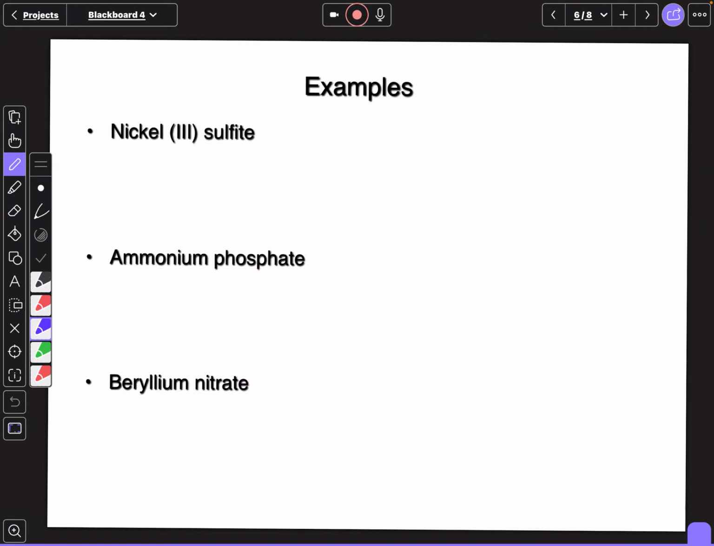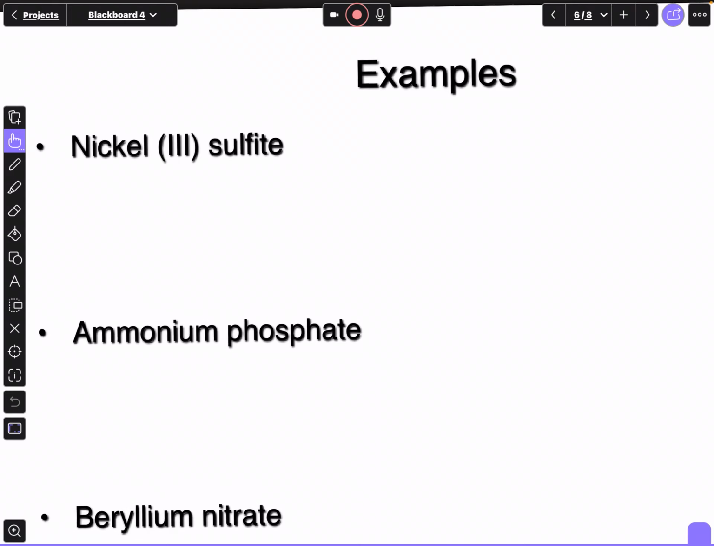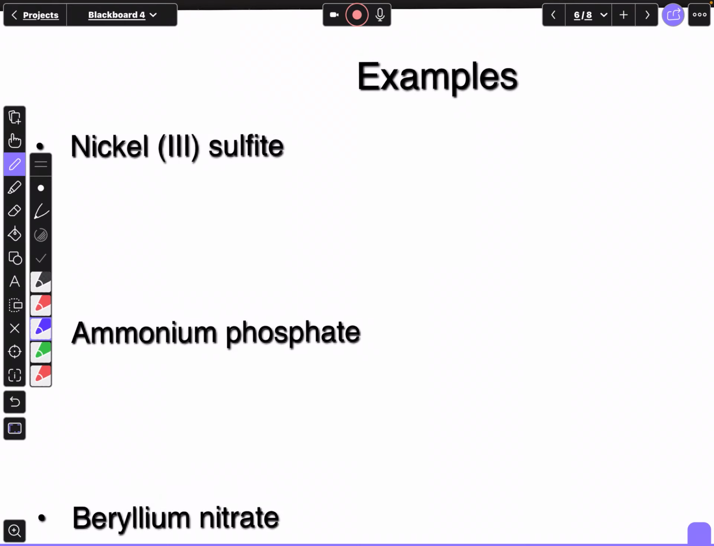Okay, next example. If I have nickel(III) sulfide. Now the 3 here is telling me the oxidation number of the metal. You know it's a positive 3. It doesn't tell me I have 3 nickel atoms. It just tells me that nickel in this case is a positive 3. It's giving up 3 electrons. So I write my symbols.